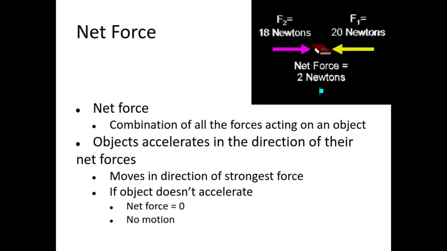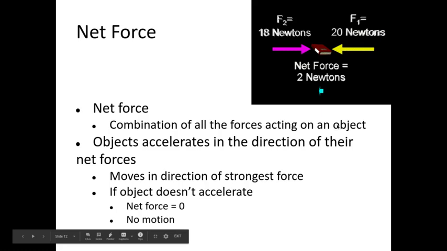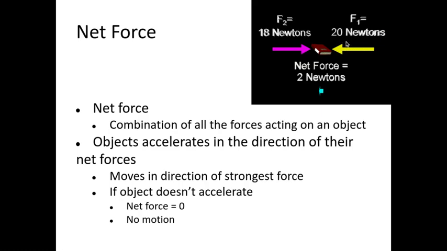Net force is a combination of all the forces acting on an object. So we have this book here, and you have a force going to the left at 20 newtons. Newtons is the unit for forces, by the way, like how meters is for distance and seconds is for time. 20 newtons to the left, 18 newtons to the right. The net force would be, if they're in the same direction, you add. If they're in opposite directions, you subtract. So it would be 2 newtons to the left. Whichever one is larger has now the net force on that side.